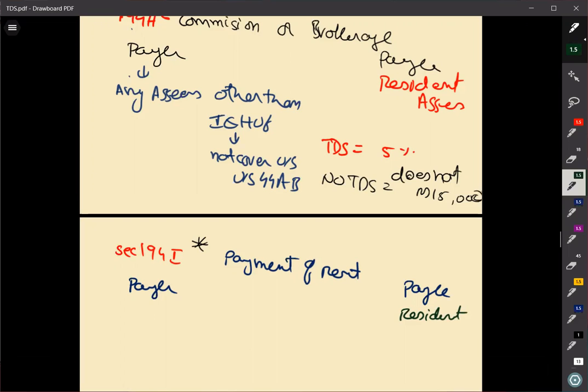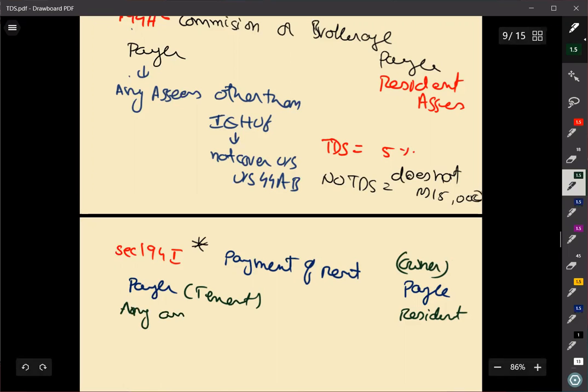So payee here is the owner of the property. Payer is the tenant of the property. Payee should be the owner of the property. Who is the tenant here? Tenant can be any person other than individual and HUF.